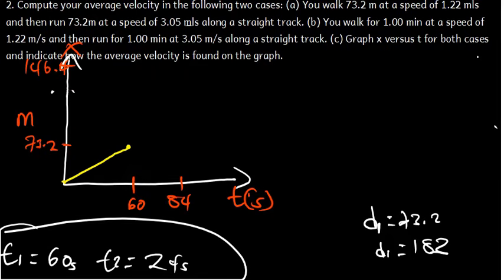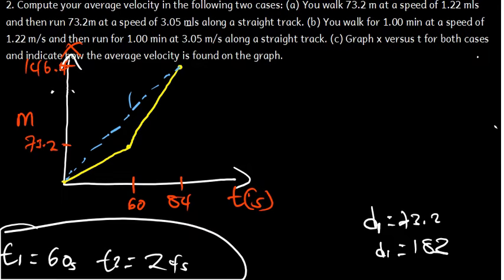Then the next graph is going to be 84 comma that one, which is going to be somewhere here. Now to find the average, it's a straight line. Average is going to be represented with a dotted line. So this is going to be our average velocity. So the dotted line shows us the average velocity. Then the solid one is the path which was being taken by this person. That is the first scenario.